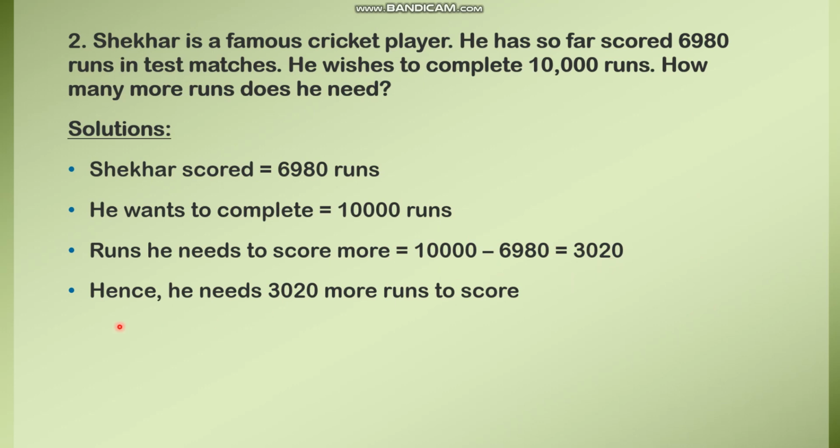Hence he needs 3020 more runs to score. So he needs 3020 more runs to score 10,000. Got it, children? Okay, so is it clear? Alright, now we will move to the next question.